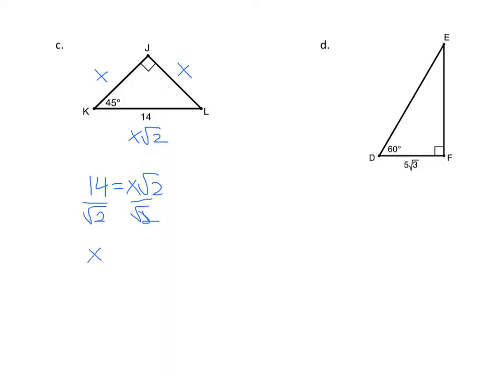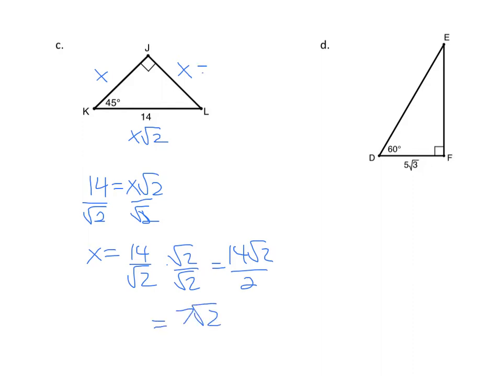and x equals 14 over radical 2, but I can't leave a radical in the bottom, so I multiply by root 2 over root 2, and we get 14 radical 2 over 2, which simplifies to 7 radical 2. So these two sides, the legs of the triangle, would each be 7 radical 2.